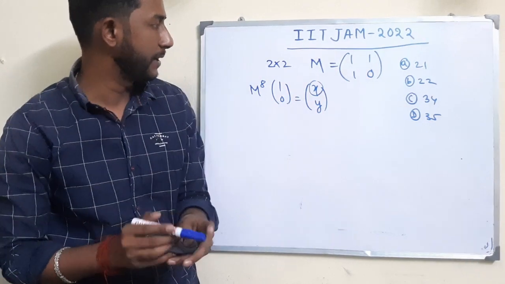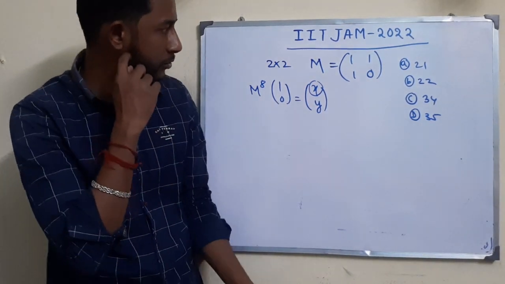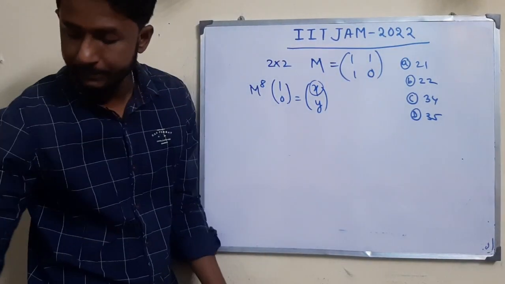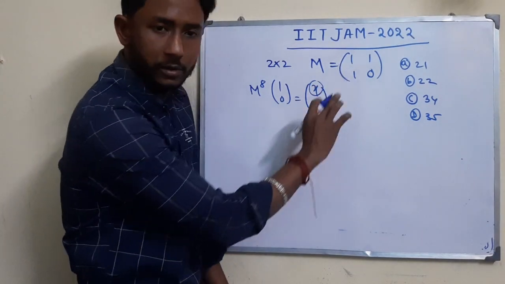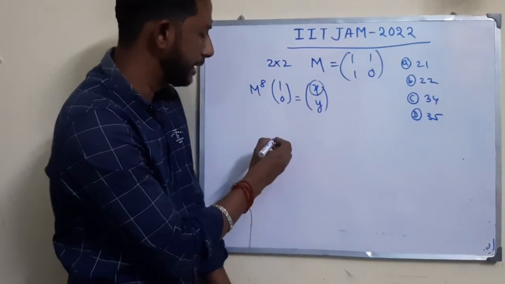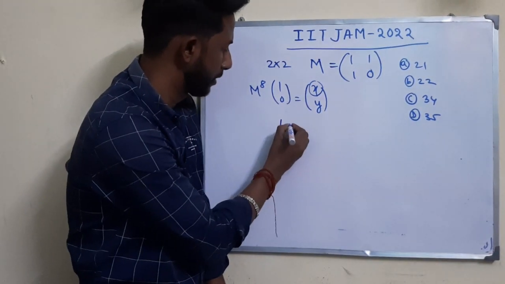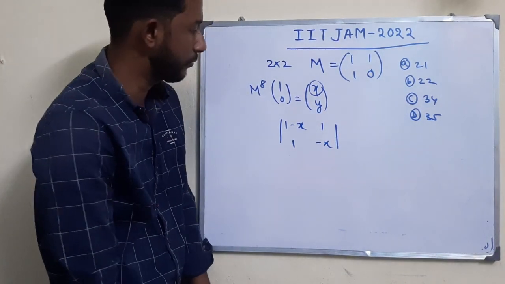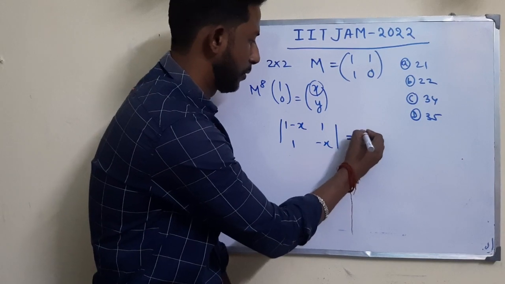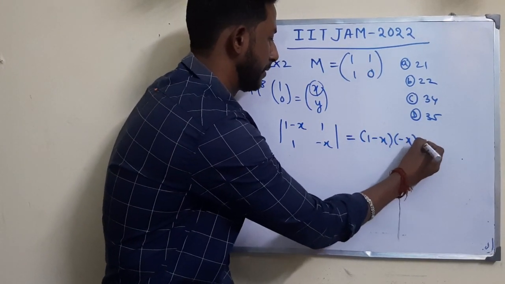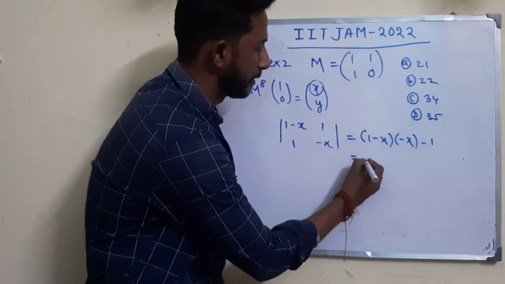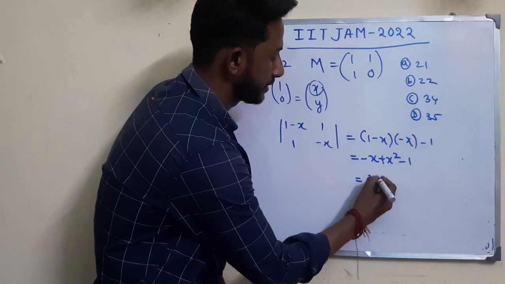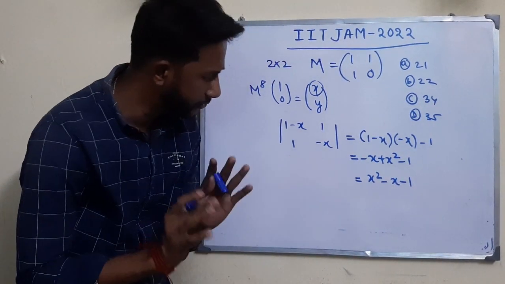This is one of the ways, but I am not going to follow that way. I am going to solve this question by finding its characteristic polynomial. Okay, now observe that the matrix M is of the form 1 1 1 0. Then the characteristic polynomial of M is determinant of 1 minus x, 1, 1, minus x, right? This is the characteristic polynomial of M, which is equal to 1 minus x into minus x, minus 1. So I can write it as minus x plus x square minus 1, which is equal to x square minus x minus 1. This is the characteristic polynomial of M.